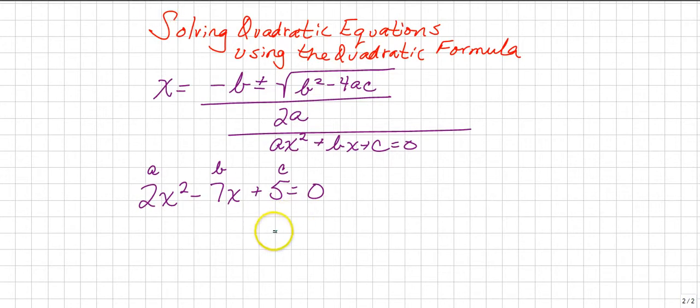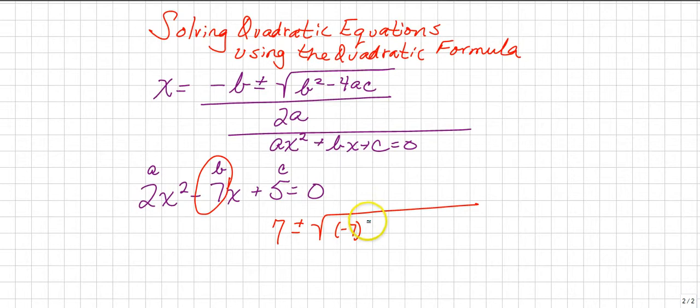Here goes. Negative b would be the negative of negative 7, so it becomes positive 7, plus or minus the square root of b squared. You'll get to the point where you can do most of this in your head, but I'm going to write it out for this first problem. That's b squared minus 4 times a is 2, times c is 5, all over 2 times a, which is 2 times 2. The rest is just simplifying this expression.